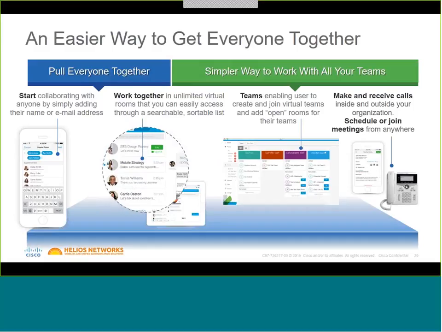This is basically what it looks like. So basically you can bring everything together, as it says here. Start collaborating by simply entering the email address. Dead easy. And you can do that with me. If you want to, you can add my email address and we'll start chatting. You can start working together in each of these different rooms.